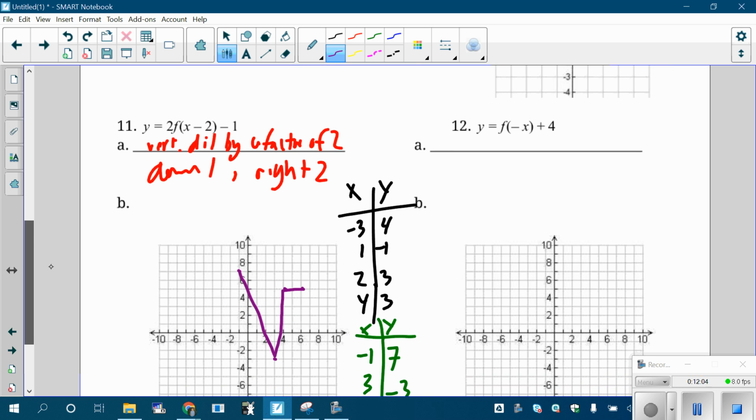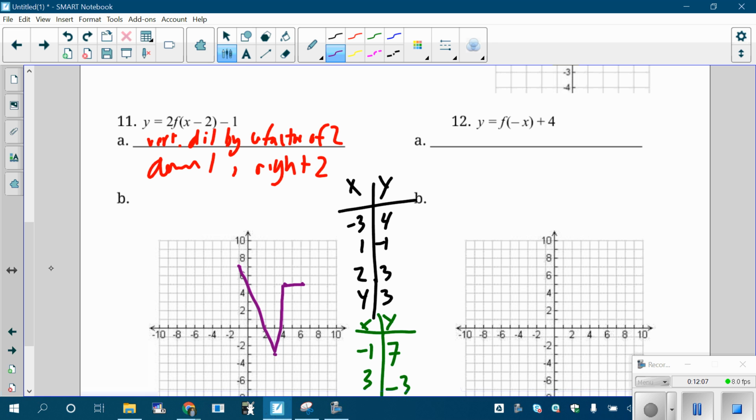Okay. Go ahead and give it a try for number 12 here. Then unpause, check your answers. First pause though. Thank you.